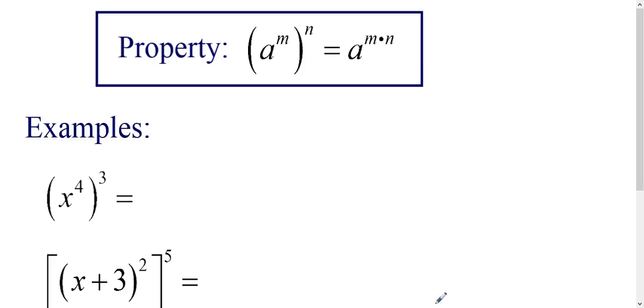When you have a power to a power, a to the m to the n, you multiply those exponents together. So x to the 4th to the 3rd, you multiply the exponents. A power to a power, you multiply. 4 times 3, 12.